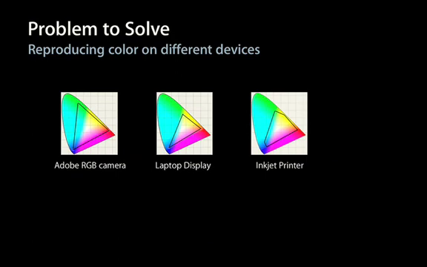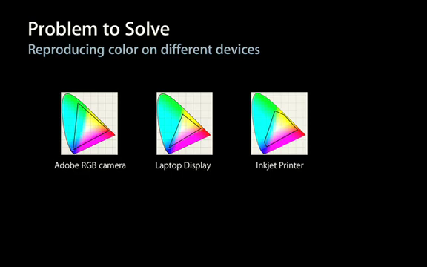Now when I go back to the problem I'm trying to solve, I need to reproduce the color produced on one device on another, and I know they have different gamuts. So I go back to the devices I showed you on the first slide. My camera is a pretty good camera using Adobe RGB as the color space in which all the images will be produced. I have my laptop display with another gamut, and I have an inkjet printer. And as you see, all those gamuts are different.